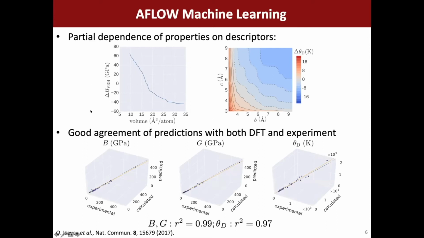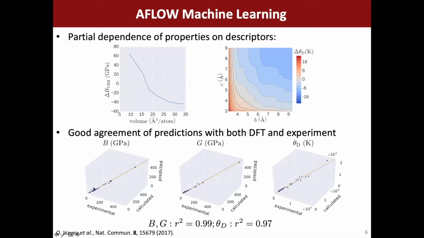Okay, so then we can also compare the predictions of the model with both density functional theory and with experimental data. So here we've taken our bulk modulus, our shear modulus, and our Debye temperature. On this axis here, we have the experimental data that's extracted from the literature. On this axis, we have the calculated data that was used as the training data for this model. And on this vertical axis here, we have the actual predictions made by the machine learning model.